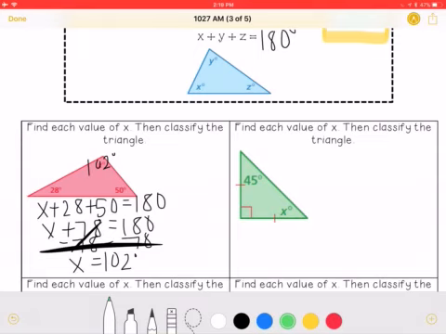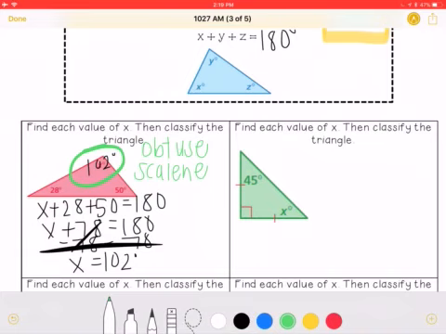So now I know this is a 102 degree angle. Now let's classify this angle. This is an obtuse angle, so I'm going to call this an obtuse based off of its angle measures. And now let me take a look at the sides. Are any of them congruent? No, so I'd call this an obtuse scalene triangle.